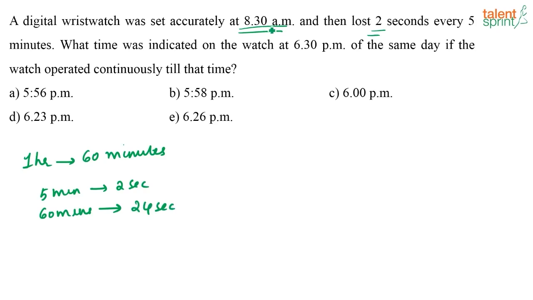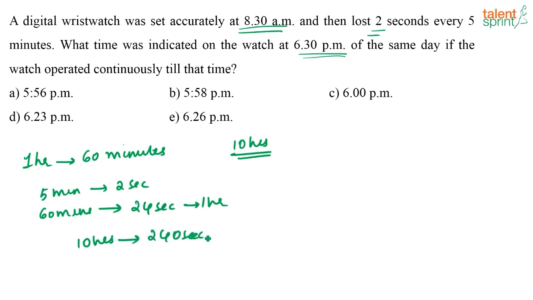Now from 8:30 a.m. to 6:30 p.m., what is the time difference? What are they asking? They are asking what time was indicated on the watch at 6:30 p.m. on the same day. So from 8:30 a.m. in the morning to 6:30 p.m. in the evening, what is the time difference? It is 10 hours, right? In these 10 hours, how much time will the watch lose? In 1 hour, the watch is losing 24 seconds. So in 10 hours, how much time will the watch lose? It will lose 240 seconds.